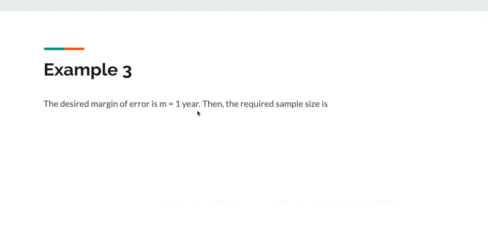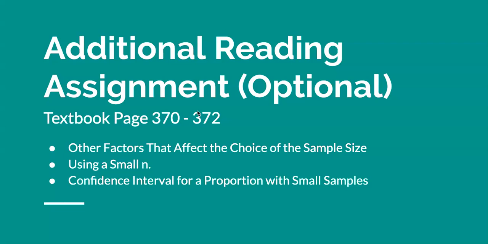I want you to read 2 extra pages. It's optional. I'm not going to put it on an exam or anything, but there are other factors that affect the choice of a sample size, like cost. And what will happen if you use a small n, if you're really trying to save and use a small sample size? And what kind of things will happen for the confidence interval for a proportion with a small sample size? There are 3 small topics that you can read about in your textbook, pages 370 to 372. I'm not going to go over them, but I'm assigning them as additional reading.